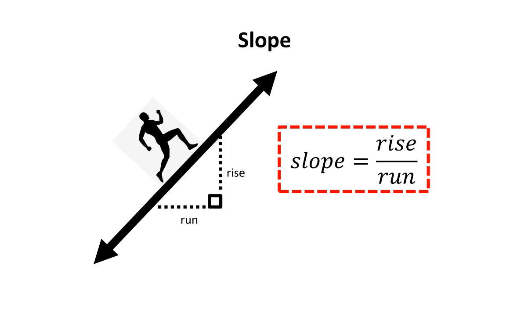To determine the slope of a line, you need to draw a right triangle beneath this line. Rise refers to the height of this triangle, and run refers to the base of this triangle. The equation for slope is rise over run.